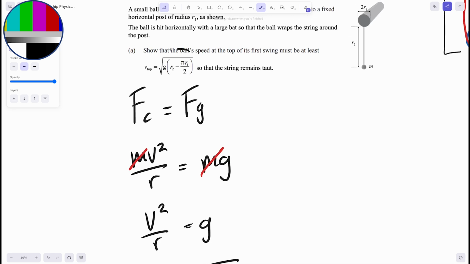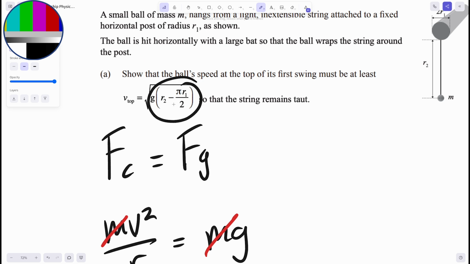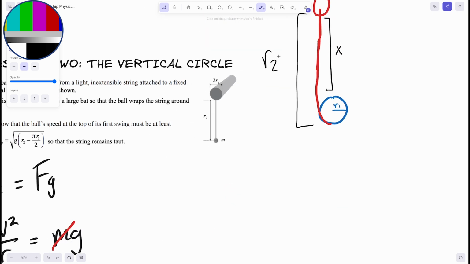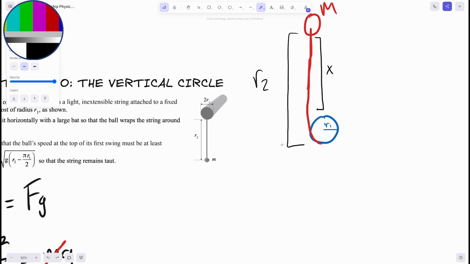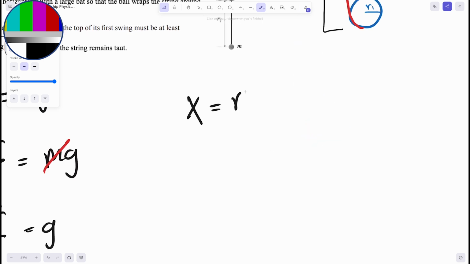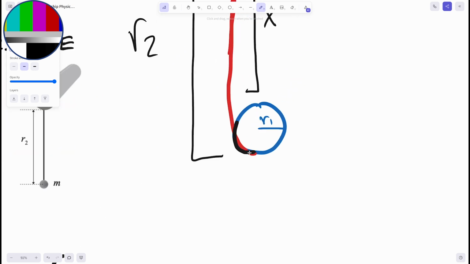As you can see, we've gotten pretty close already, but our x value is that right there, and it's in terms of r1 and r2. So we have our r2, which is our total distance, which is here, but some of the rope is wrapped around the post. So our x is at least r2 minus a certain value. This rope wraps around 1/4 of the post circumference.